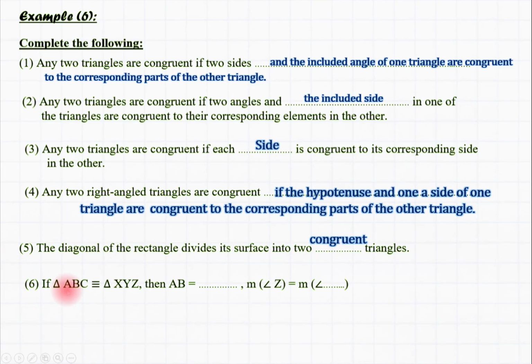Number 6: if triangle ABC is congruent to triangle XYZ, then the length of AB, we take the first and second letters, will equal XY. And the measure of angle Z will equal the measure of angle C.